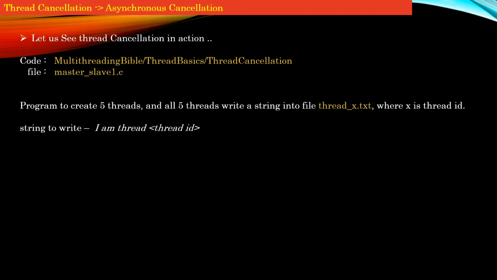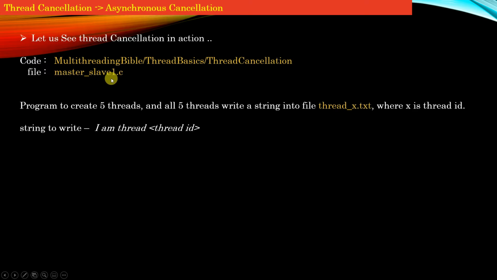So guys, now let us discuss the example program that we are going to discuss in order to understand thread cancellation. The program file is present in this path, that is multithreading bible/thread basics/thread cancellation, and the name of the file is master_slave1.c, right?